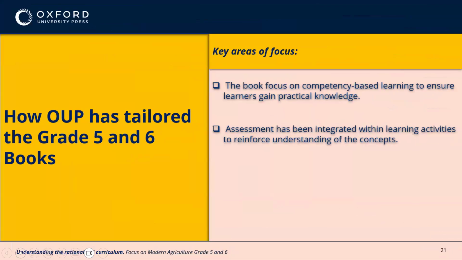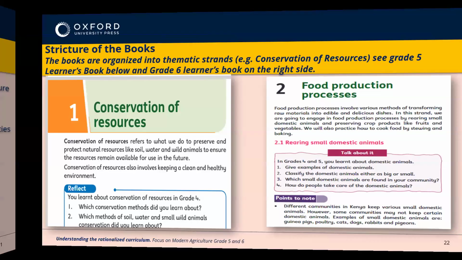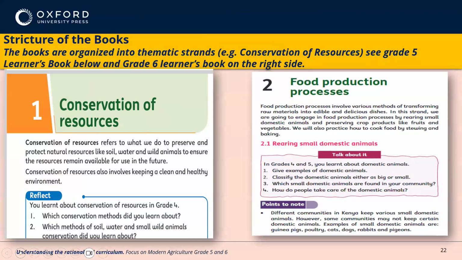So as I was telling you, the Oxford books have been tailored in such a way that they address these issues. The two books, grade 5 and grade 6 Modern Agriculture, focus on competence-based learning. They're learner-centered to make sure that the learners gain practical knowledge, and assessment has been integrated in the learning activities. I'm going to show you a few examples from the actual books, whereby they're doing an activity, assessment goes on as the activity goes on, and they go hand in hand, so that we're able to reinforce the concepts.